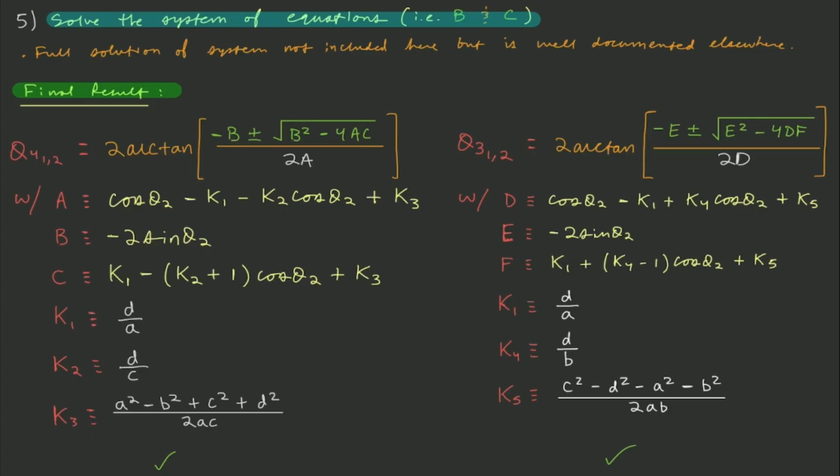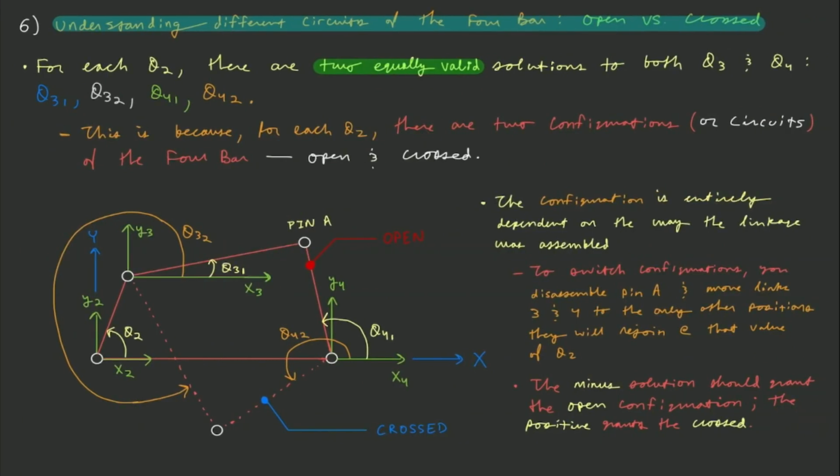So let's go over a quick review of those two configurations now, and you can see those in this geometric diagram. Theta 4,1 is theta 4 associated with the open configuration, and theta 4,2 is the theta 4 associated with the crossed configuration. In a similar manner, theta 3,1 is the theta 3 associated with the open configuration, and theta 3,2 is the theta 3 associated with the crossed configuration.